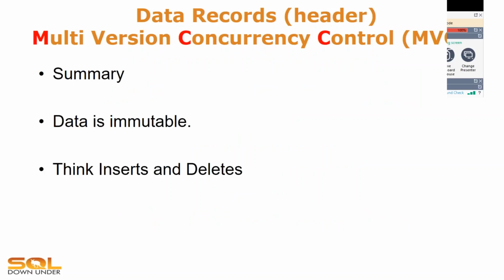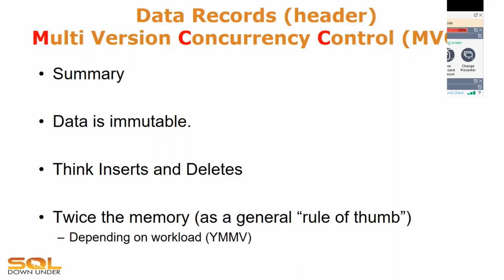Data is immutable, and think inserts and deletes. We don't think updates, because an update is basically an insert and a delete. And remember, the rule of thumb is twice as much memory as the table needs. So let's take the example where the table is 1 GB big. We're best to give our database 2 GB of memory to allow for transactions, updating records, and multiple records existing at one time that are going to be garbage collected. But like it says on here, your mileage may vary, so please test.